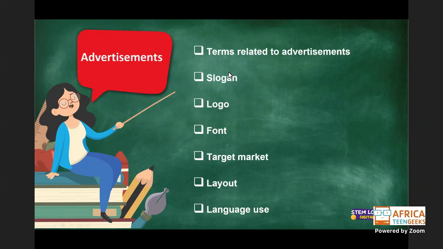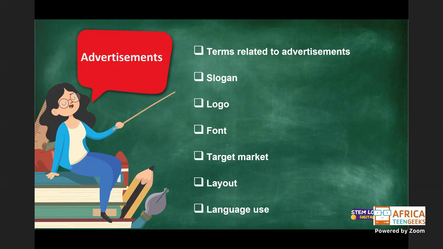Okay. Then we look at advertisement. So when analyzing an advertisement, for example, the purpose of advertising is to persuade, mainly to persuade someone to buy a product, or to do something, for example, to stop smoking or vote in an election.